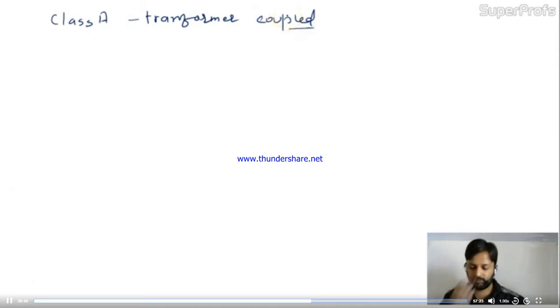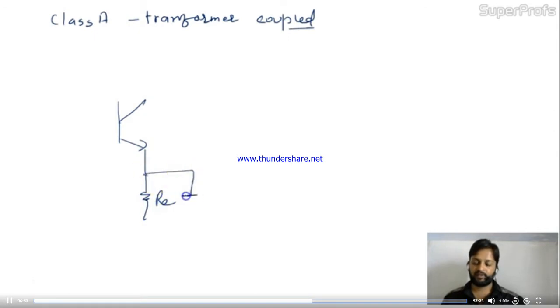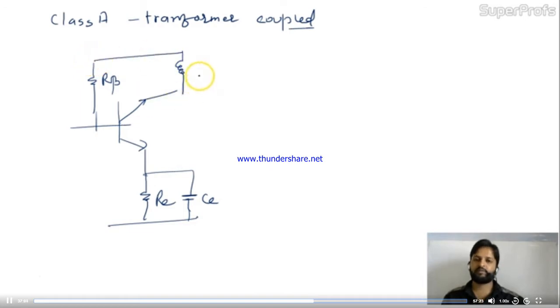Let me draw the circuit. For the class A amplifier, the circuit for transformer coupled is, this is RE, CE, RB, like this. This is the transformer coupled over here, and here I am connecting RL.